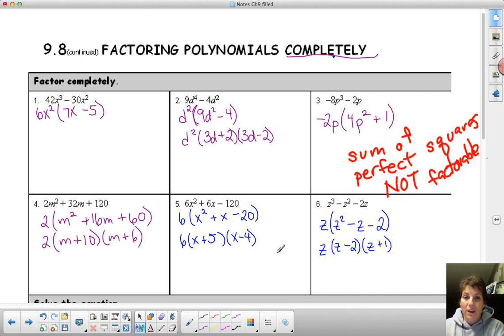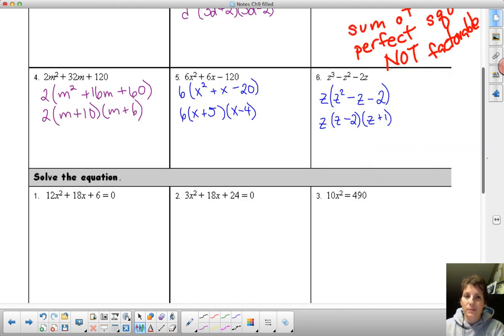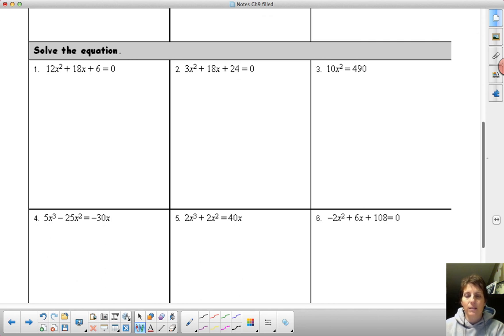Hopefully you tried them, and hopefully you came back and checked your work and you see that you've done them correctly, because they were both problems like number 4. Because number 4 is the most common version that we see. All right, the last piece then are the solving problems. And I know we've already seen this at least a little bit. Let's go ahead and work through number 1 together.